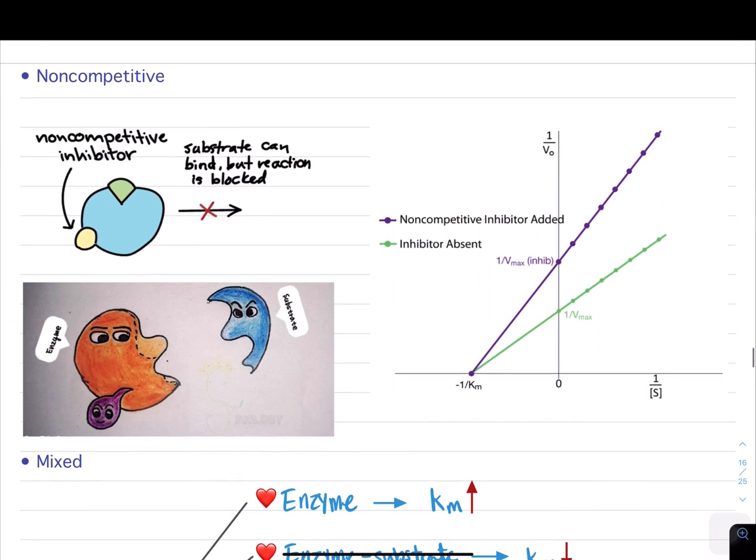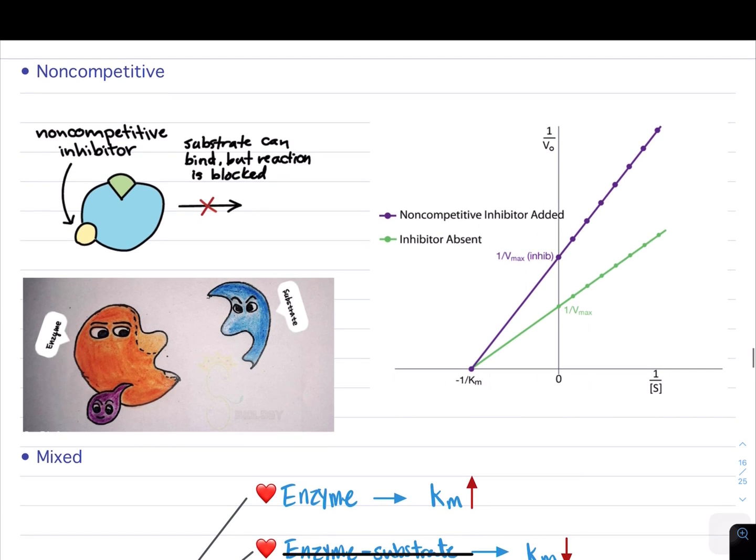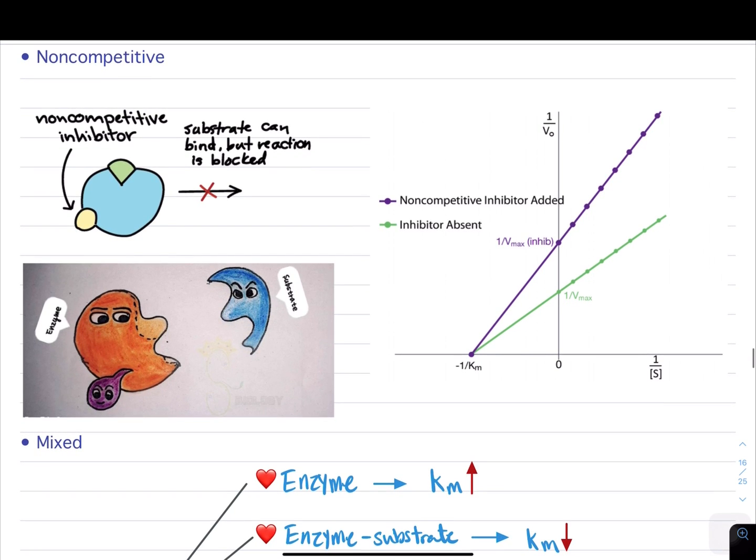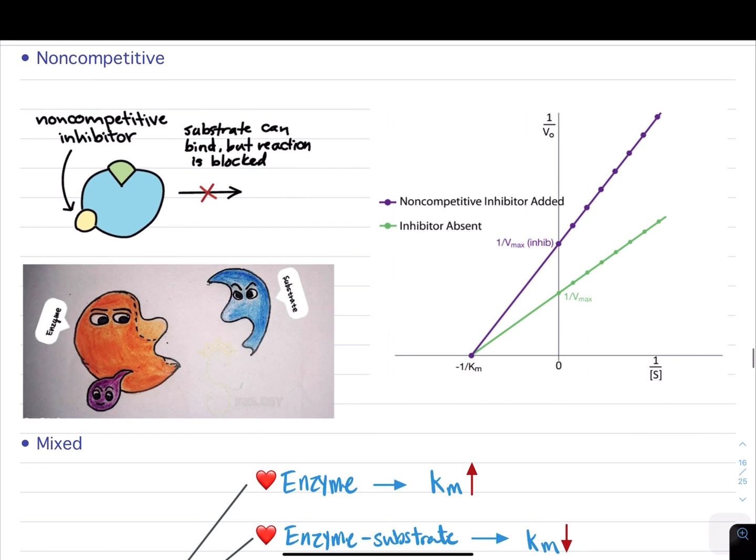Next, we have non-competitive inhibition. I guess it's called that because inhibitors and substrate are not competing for the active site. And that's because non-competitive inhibitors bind to the allosteric site instead, which changes the conformation of the enzyme. So the allosteric sites are non-catalytic regions of the enzymes that bind regulators.